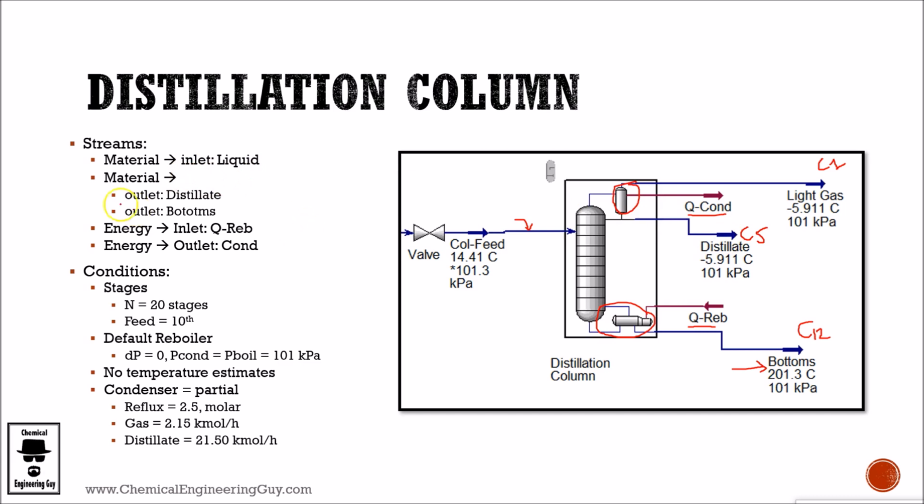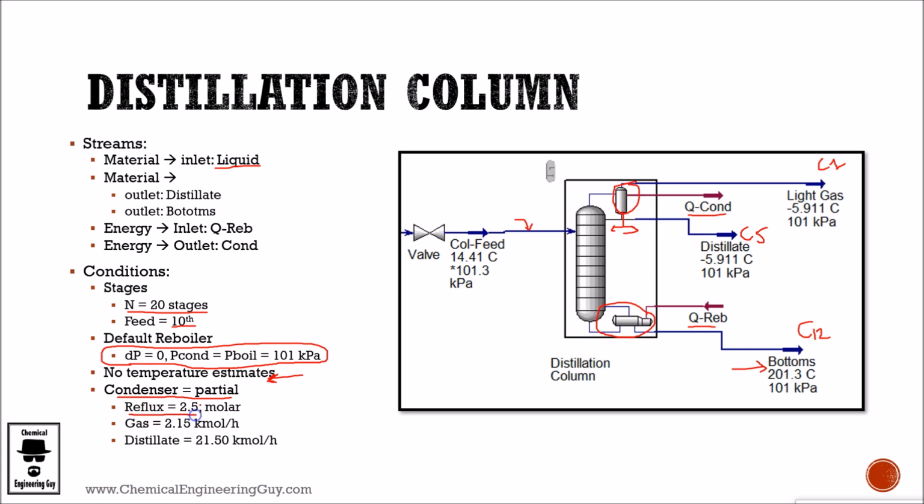isopentane. The material, as stated, is this part right here, the liquid feed. The outlets are distillate and bottoms, Q reboiler and condenser. Stages: 20 stages, being fed at the 10th stage, with no pressure drop, although you already know that in real life this does not happen, but we're going to try to simulate this first. We're not going to give any kind of temperature estimates. The condenser is partial, as you can see here. Some goes as product, some goes back.